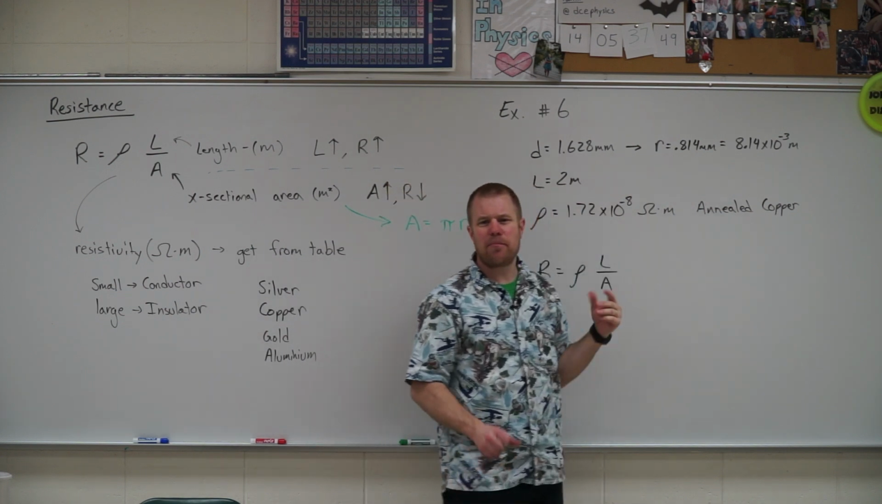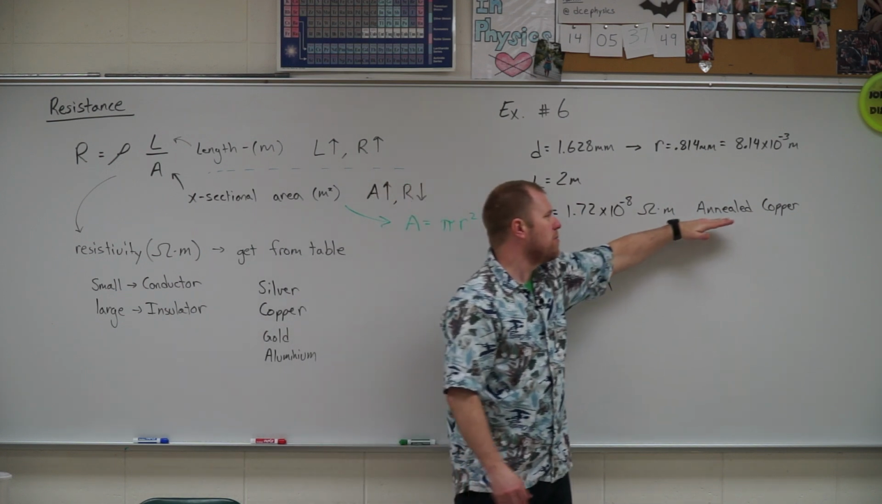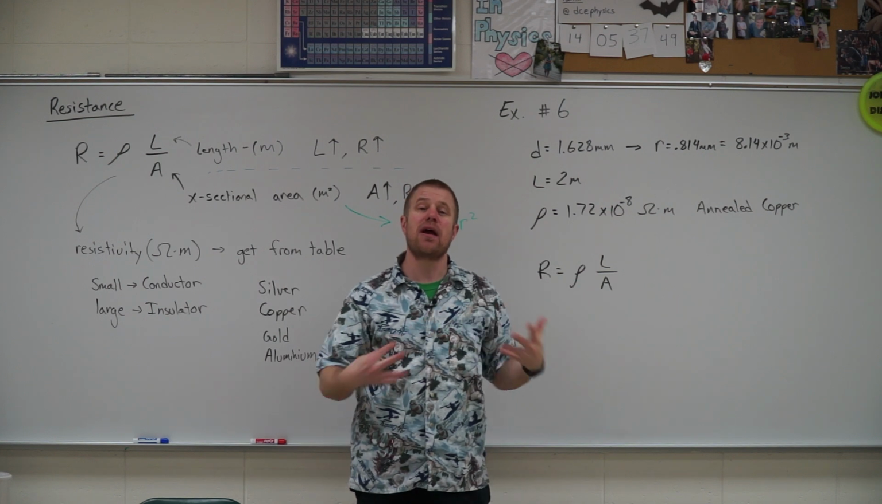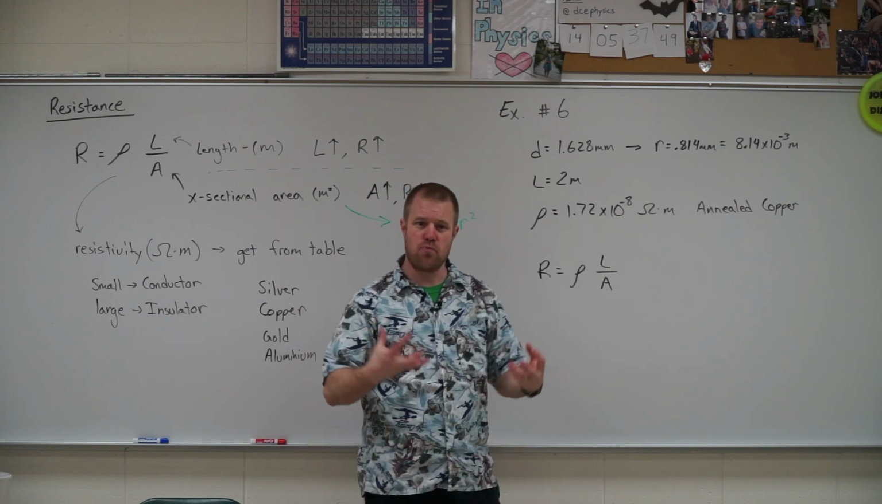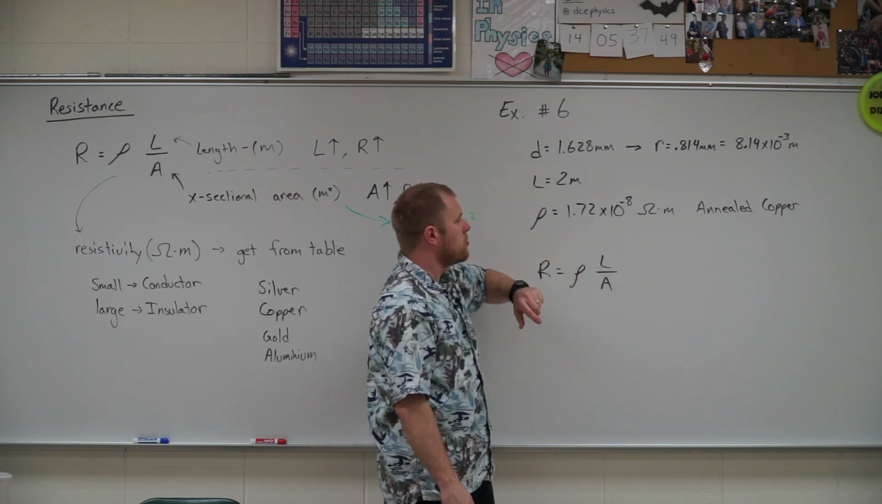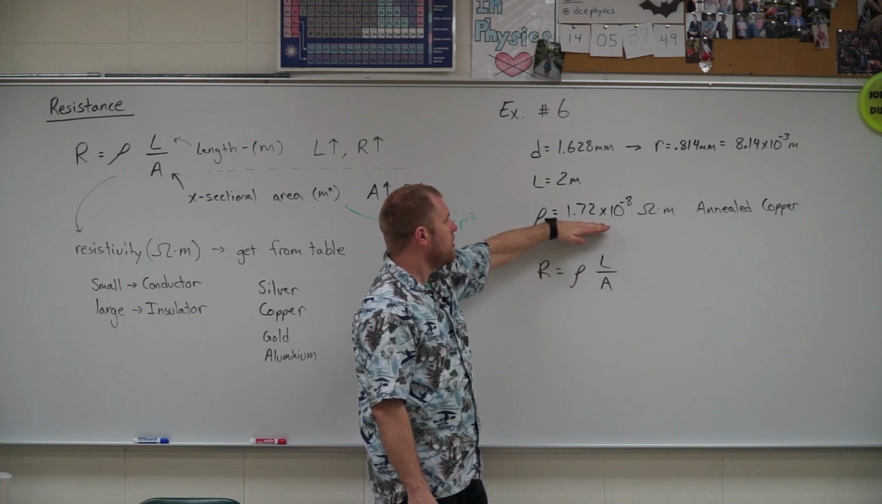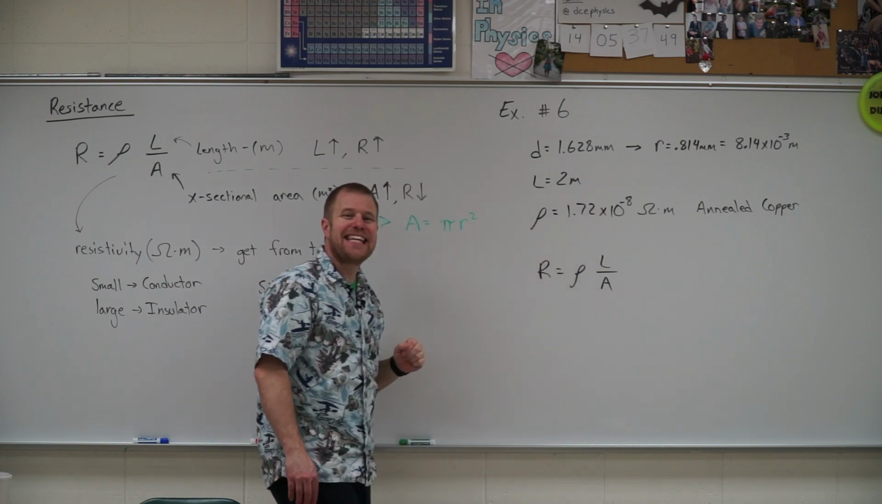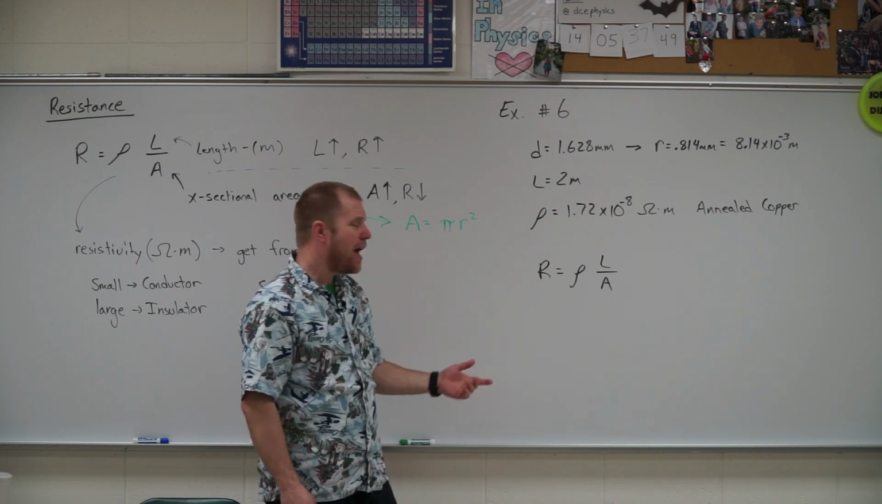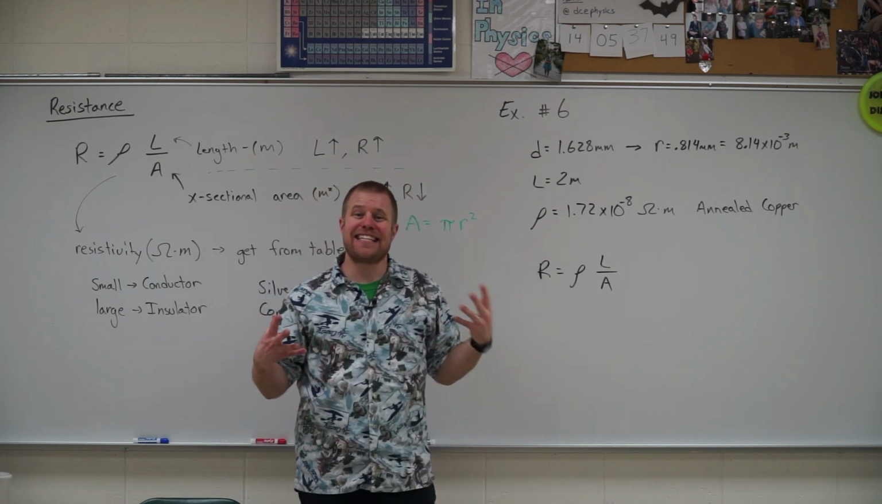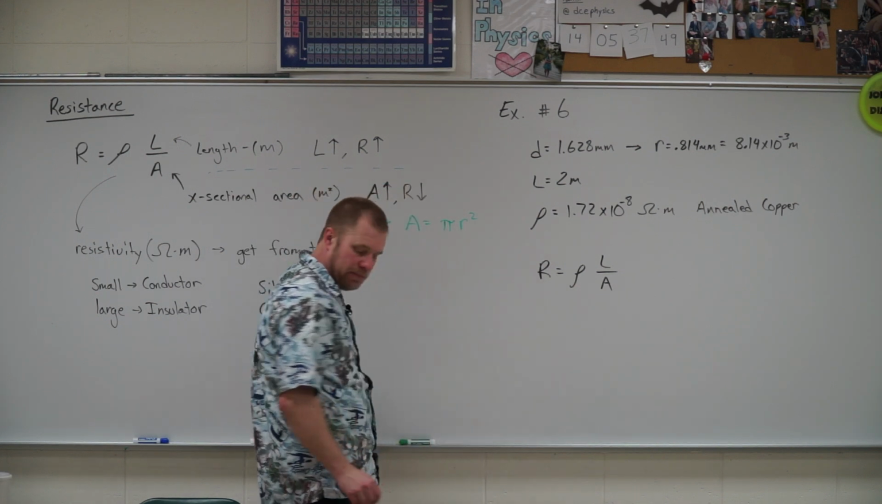I need to look it up. It is annealed copper. Annealed copper is the word we use to tell us that it is the copper we make a wire out of. It's not just raw copper. It's been stretched into a wire. And so I look it up, and it's 1.72 times 10 to the negative 8th ohm meters. So let's go ahead, plug that in our equation, and see the resistance value we have.